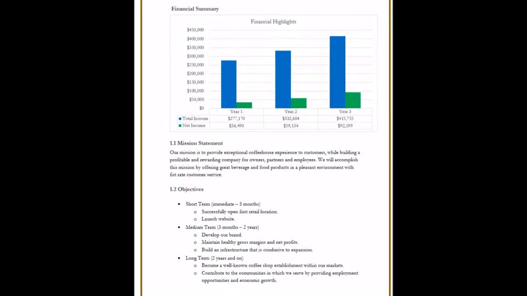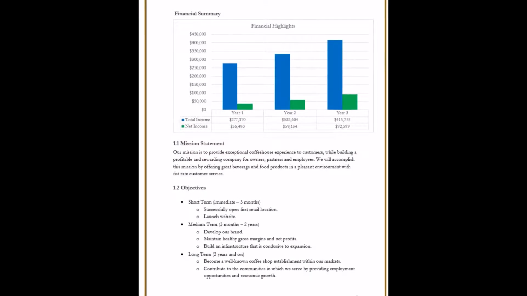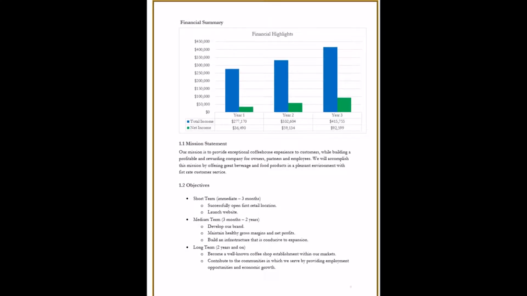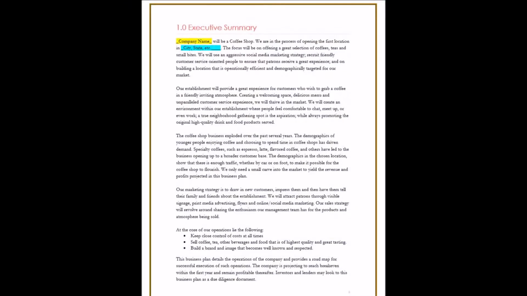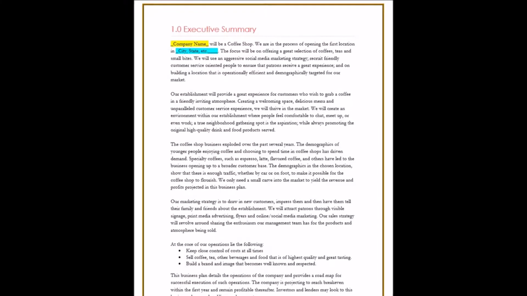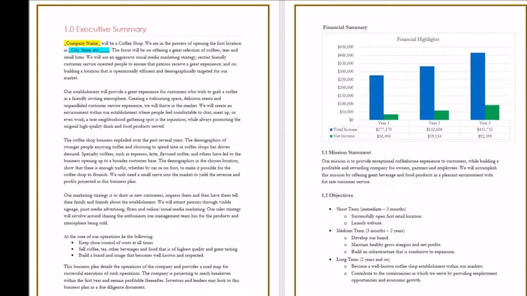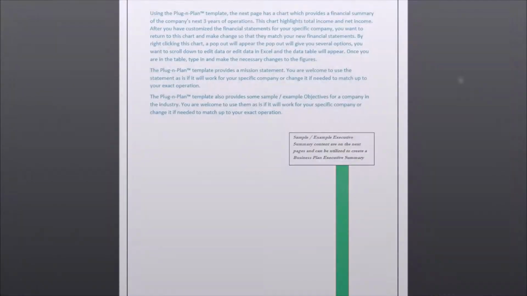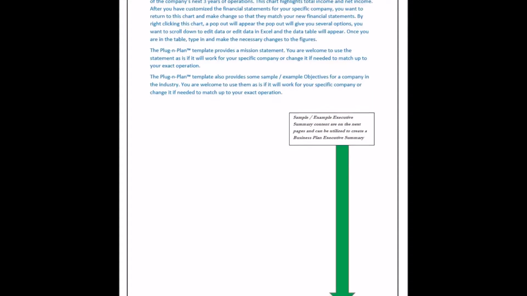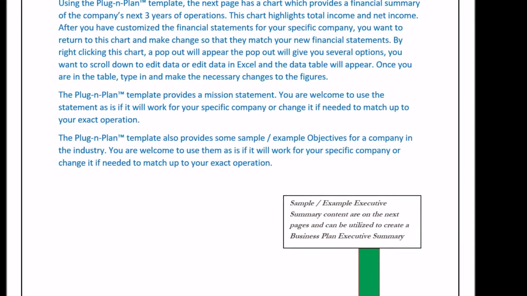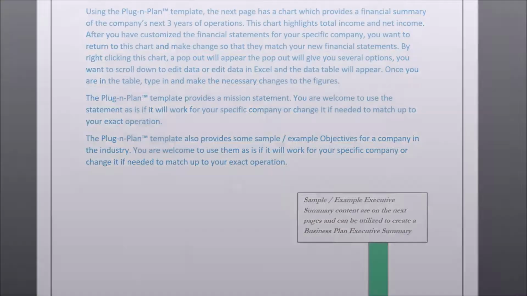Make the main points about who, how, and what the company is and does. Given the fact that the Executive Summary is at the front of the business plan, usually read first, and encapsulates sections from the whole document, it becomes a key component of the business plan, and as such, needs to be strong and crisp. Pull in the reader by encompassing the main points of the business, but just give them high points so that they are enticed to read the rest of the document.